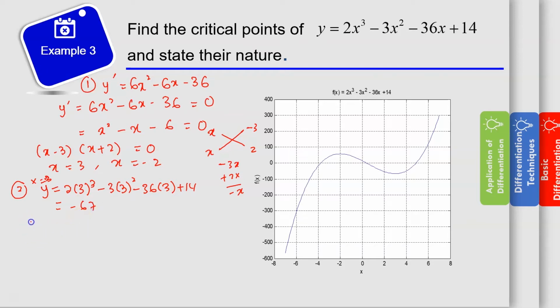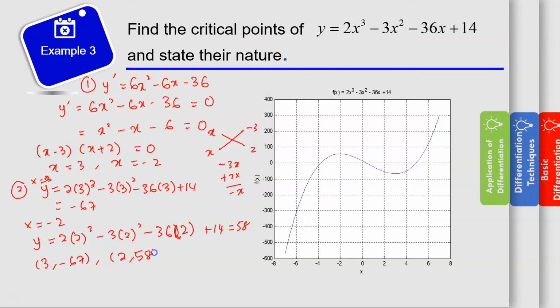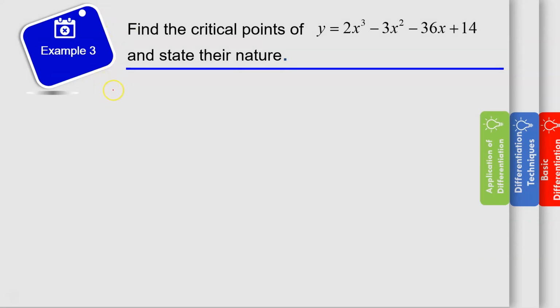And then when x equals negative 2, to compute our y means 2 times negative 2 cubed minus 3 times negative 2 squared minus 36 times negative 2, plus 14. So when we solve this one, we get the answer 58. This means that we have two stationary points here, that is 3, negative 67, and also negative 2, 58. So based on the previous, we have two critical points.